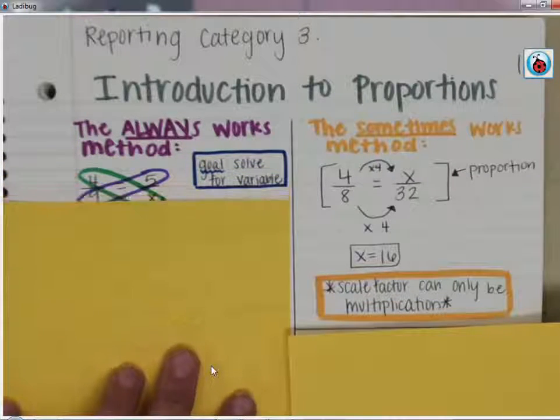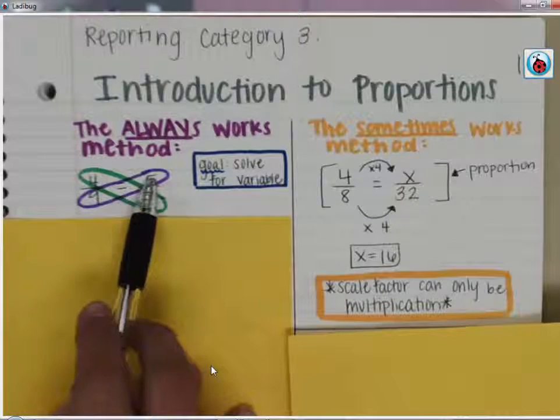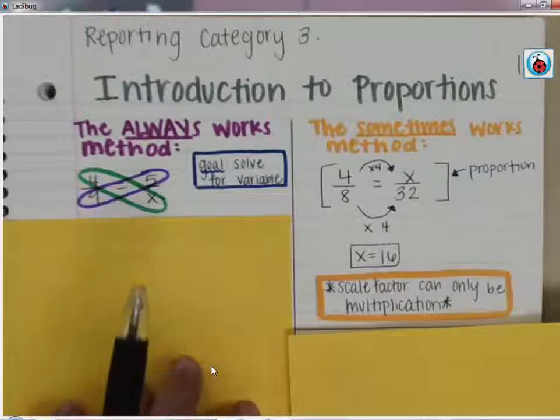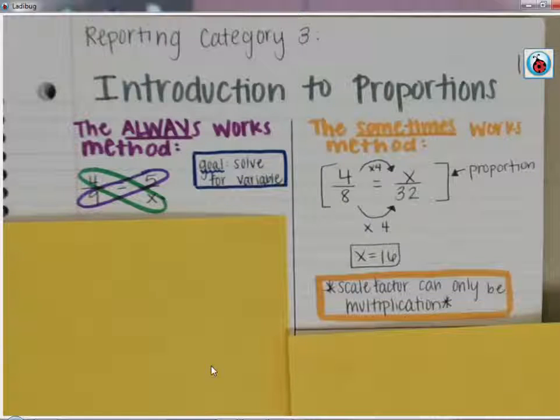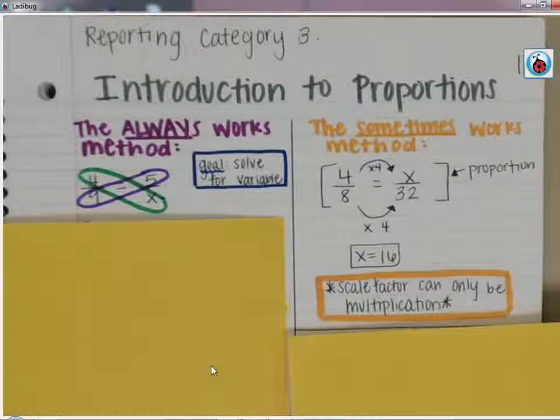Alright, what is our goal? Do not do the colors yet. Just write 4 over 9 is equal to 5 over x. Our goal is to solve for our variable. Ms. Hitchcock, what's a variable? You guys know what a variable is. It's a letter that represents a number. It could be X, Y, A, B, C, D, E, F, G. It could be whatever. So your goal is to solve for your variable.